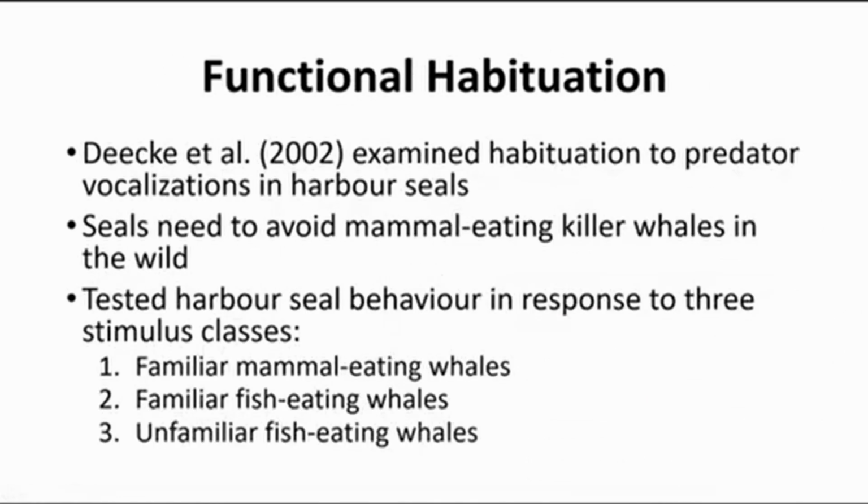Now, if we want a real scientific example of the adaptiveness of habituation, let's look at a real study, an actual scientific study that actually did this. So in 2002, Deek and colleagues published a paper where they were looking at habituation to predator vocalizations in harbor seals. For the background, we don't need to know tons about harbor seals, but it does help to know that seals tend to have predators that would be things like mammal-eating killer whales. So that would be something that they might want to pay attention to.